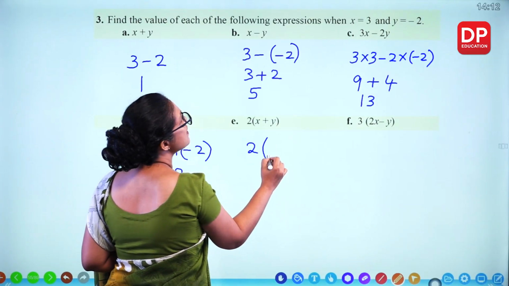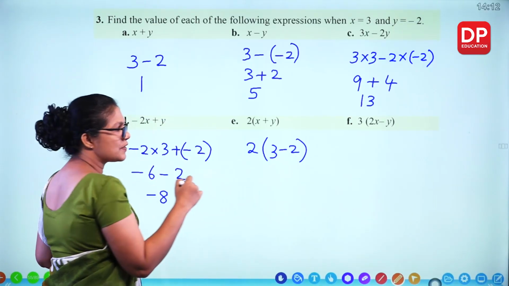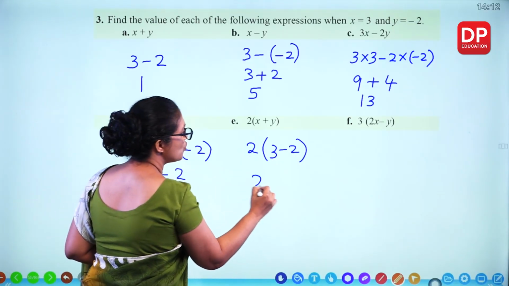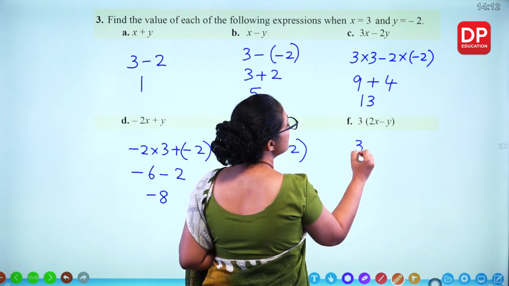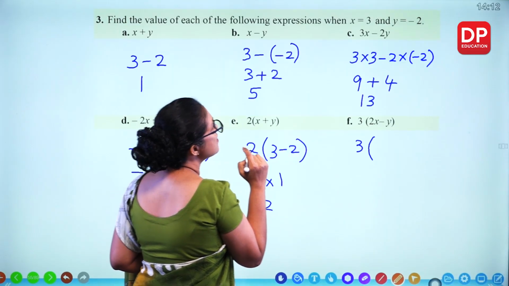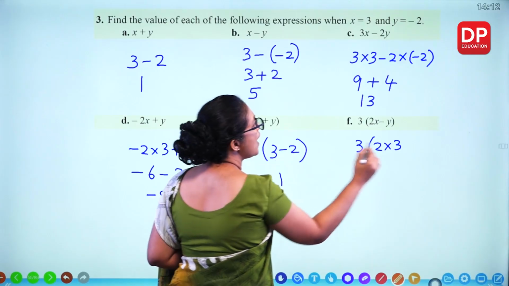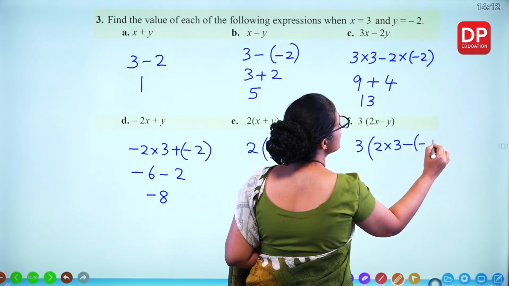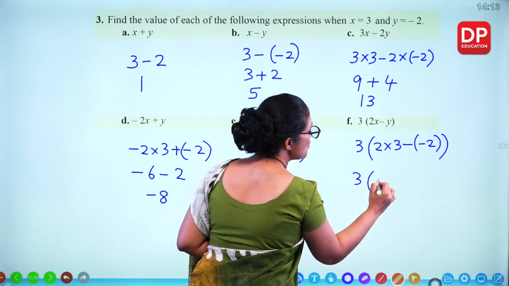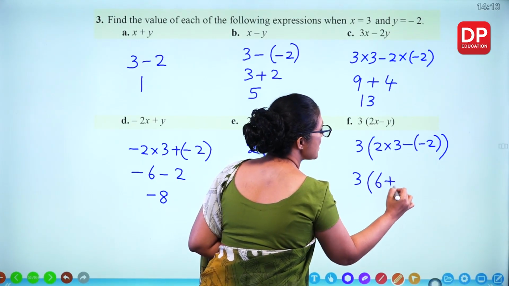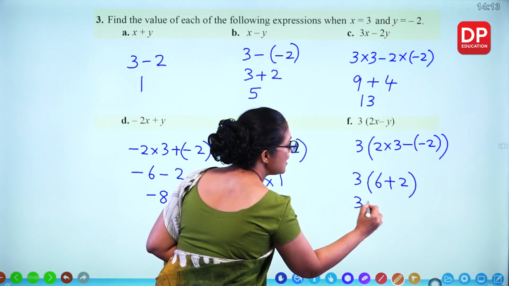2 there, x is 3, y is minus 2. We'll do brackets first. 3 minus 2, 1. So 2 times 1, that's 2. This one, x is 3. 2 times 3 minus y is minus 2. 3 is there. 3 times 2, 6. Minus minus plus 2. 6 plus 2, 8. 3 times 8, 24.